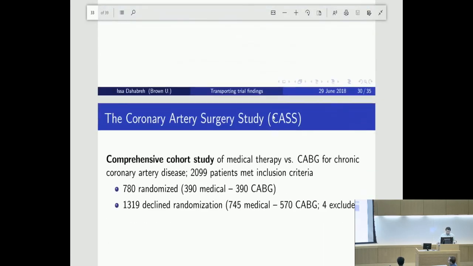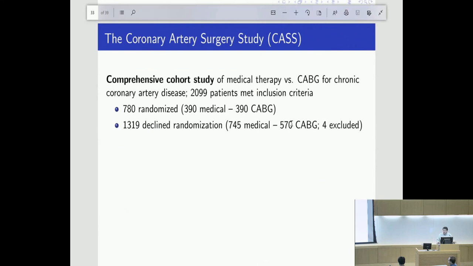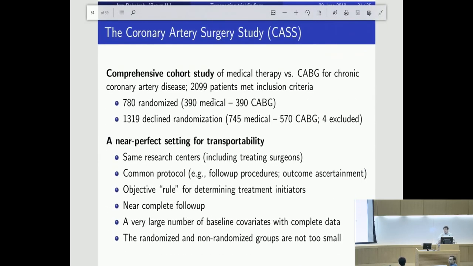Okay. So this is the more maybe practical part, where I'm going to apply these methods in the coronary artery surgery study. This is a quite interesting comprehensive cohort study where there was a randomized trial of medical versus surgical therapy for coronary artery disease. About 400 people in its randomized arm, and about 1,300 people declined randomization but met the exact same eligibility criteria. It's actually a wonderful case for trying these kind of generalization methods, because the setting was near perfect.